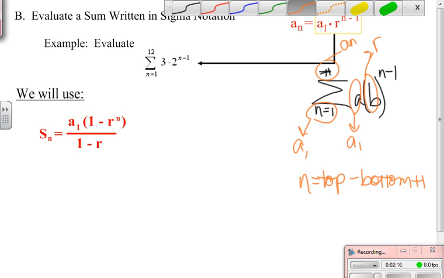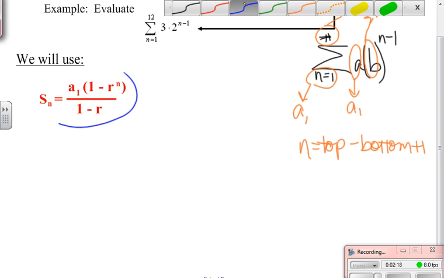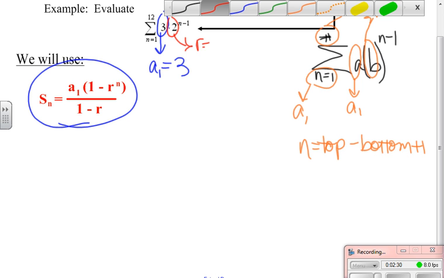All right, so I'm going to go to this basic formula that I gave you on the other page, and let's figure some things out. So from this formula, 3 is a1. From this formula, r is 2, and how many terms are we talking about? 12 minus 1 plus 1, we're talking about 12 terms.